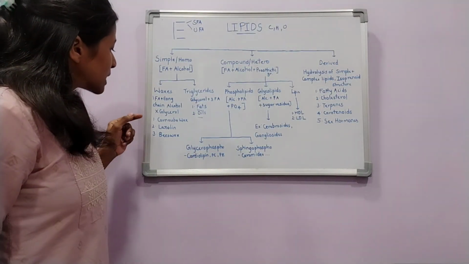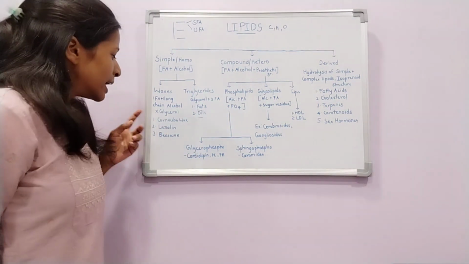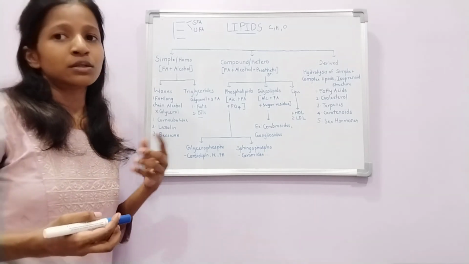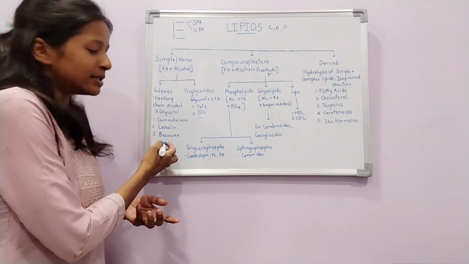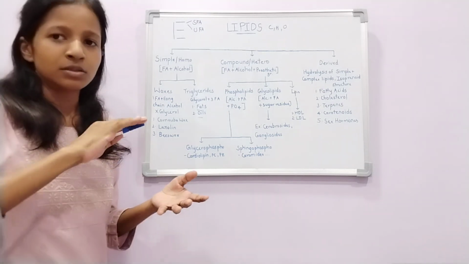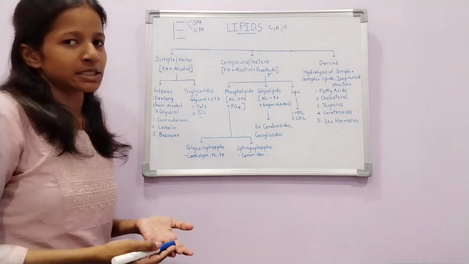This includes carnauba wax, which is the wax taken from the Brazilian palm tree, and then there is lanolin, which is taken from sheep's wool and used in creams and ointments, and then beeswax and any waxy substance that is produced on the surface of the leaves of plants. All these come under the waxes category.